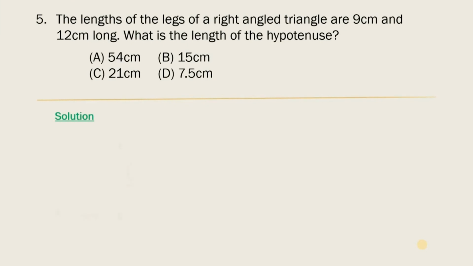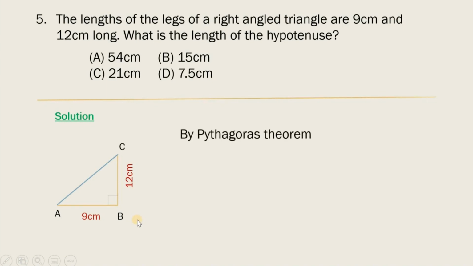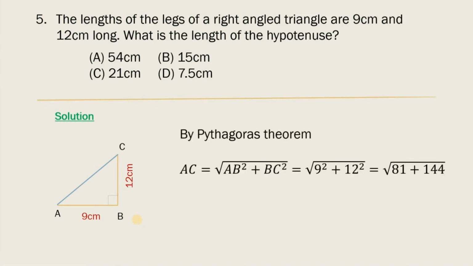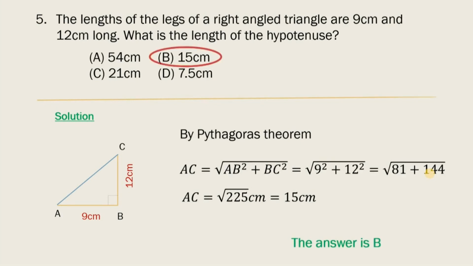Here's the solution. Here's a diagram. The lengths of the legs are 9 and 12. We need to use Pythagoras' theorem, which says that AC is equal to the square root of AB squared plus BC squared. In this case, that's 9 squared plus 12 squared, or 81 plus 144. So AC is equal to the square root of 225, which is 15 centimetres. So the answer is B.